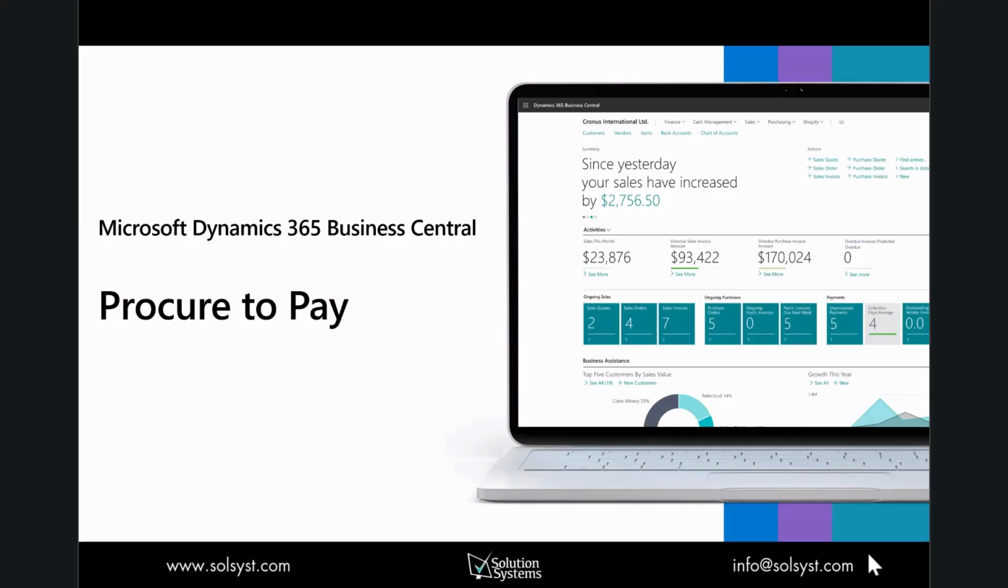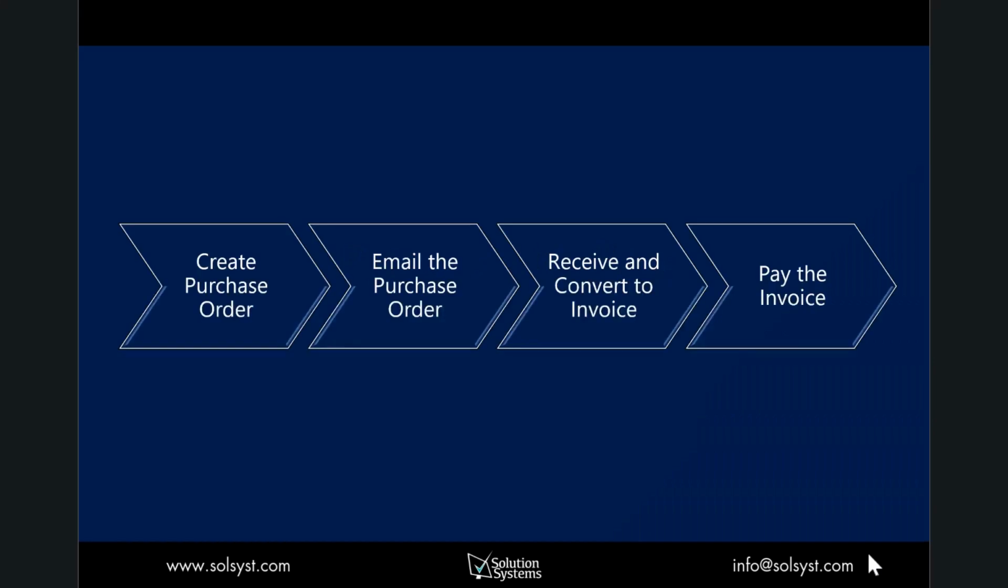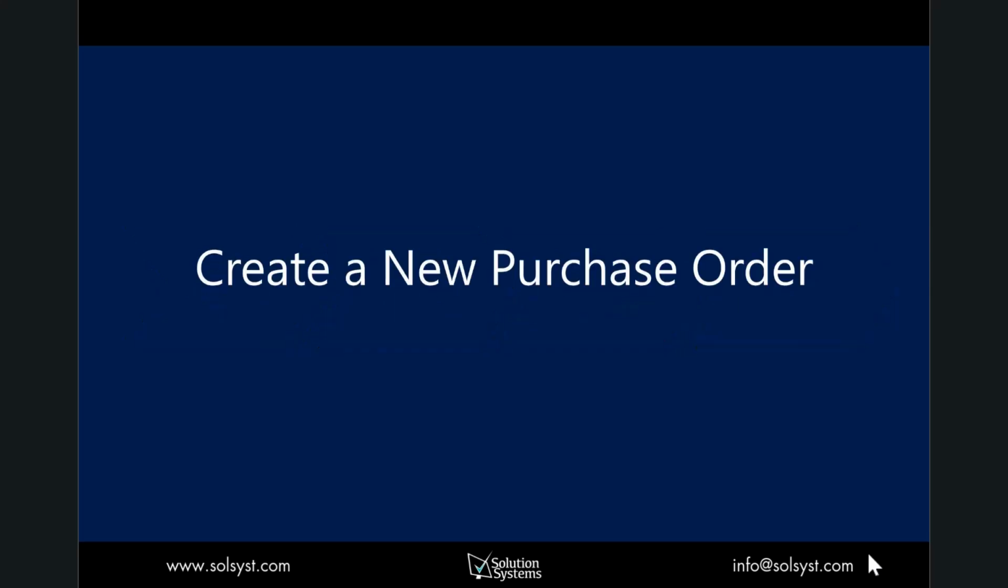This demonstration will highlight the process of procure-to-pay inside of Business Central. The steps in which we will go through this demonstration is first, we'll begin by creating a purchase order. From there, we'll email the purchase order. We'll receive and convert that to an invoice and then pay the vendor.